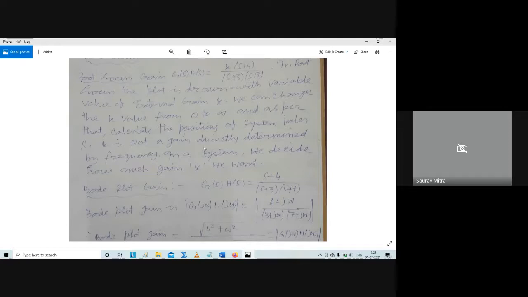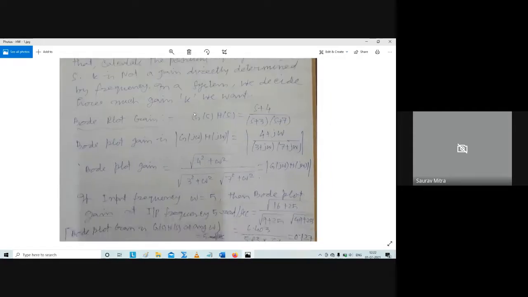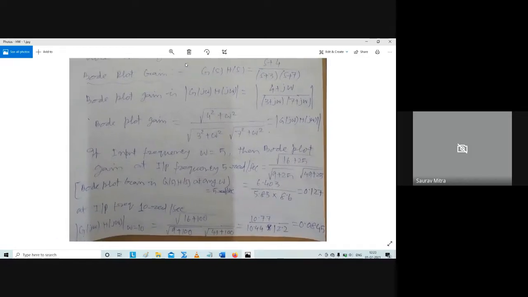So K is a gain not directly determined by frequency. That means K is not frequency determined. There is no s term in K. K is a separate gain. So in a system, we decide how much gain of K we want. We put that, and then we find out whether the system is stable or unstable depending on the pole position. That is root locus. What is Bode plot gain?